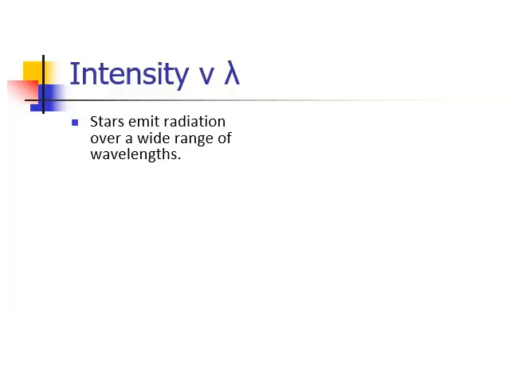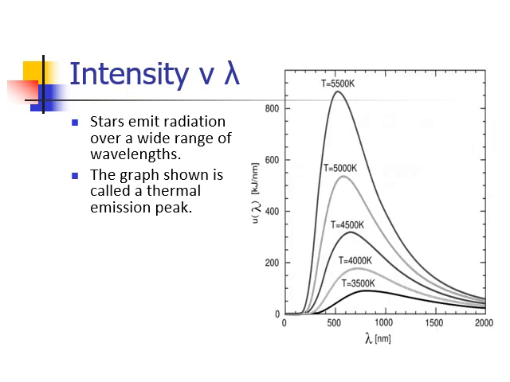The stars emit their radiation over a wide range of wavelengths. We get this graph, and this can be called a thermal emission peak graph. So we've got different temperatures there. So we've got a number of different curves here, and as the temperature increases, the peak is moving slightly towards the left. It's harder to see the peak on the lower temperature ones because of the scale that we've got, and the spectrum is more spread out as well.